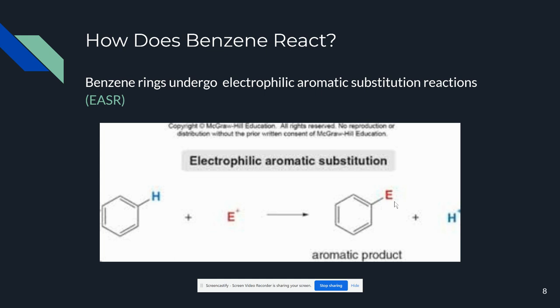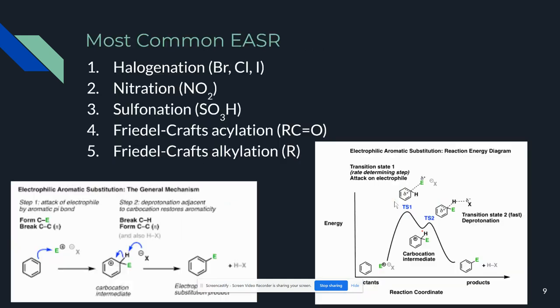Benzenes react by undergoing electrophilic aromatic substitution reactions, also abbreviated as EASR. As one can see in the example, the E+ is our electrophile and replaces a hydrogen on the benzene ring. I'll get more into this later on. The most common EASR reactions are 1. Halogenation with our halide group, 2. Nitration, 3. Sulfonation, 4. Friedel-Crafts alkylation, and Friedel-Crafts acylation for number 5.